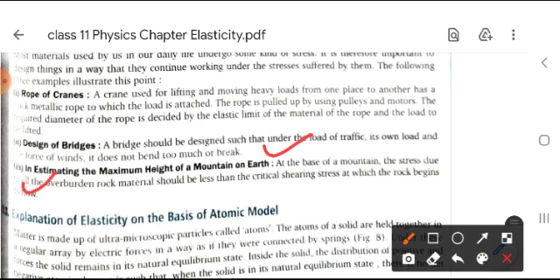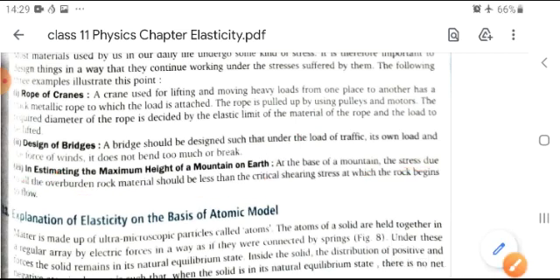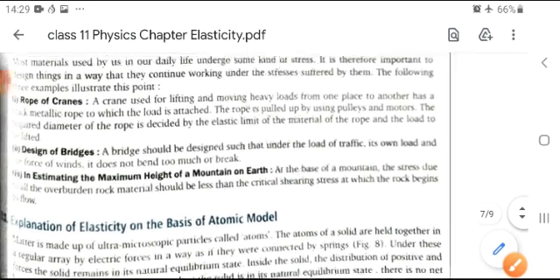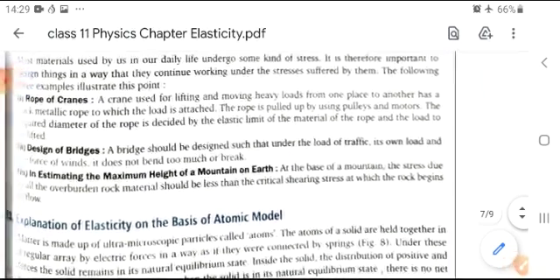The third use is in estimating the maximum height of a mountain on earth. Suppose the Himalayas or so many mountains are situated on the earth. Their height can be calculated in this manner. At the base of the mountain, the stress due to the rock material should be less than the critical shearing stress at which the rock begins to flow.